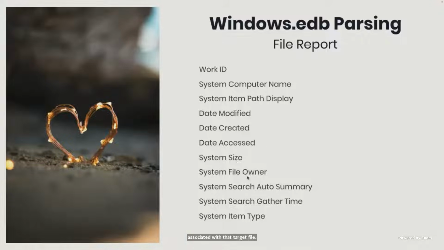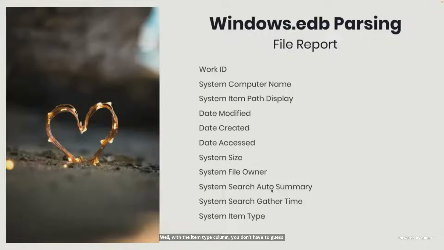We have the file owner, system size, and item type, which was huge because you have to be able to eyeball something to tell whether it's a directory or a file item in a directory. Well, with the item type column, you don't have to guess, and that was excellent to see.